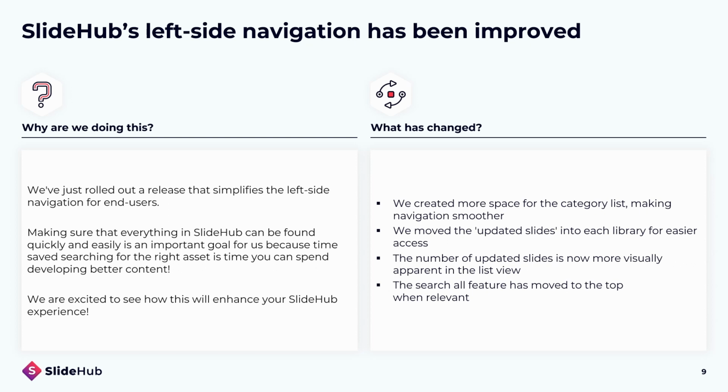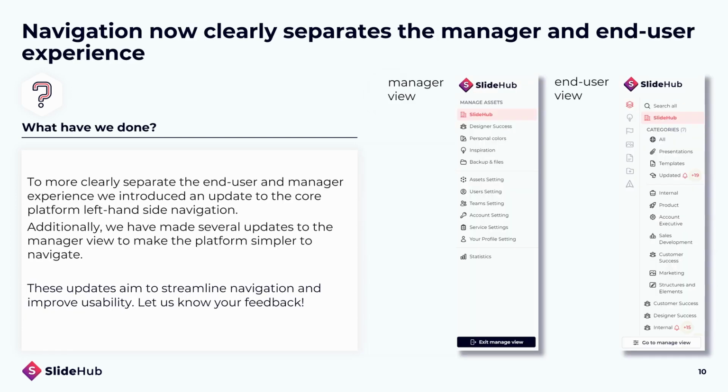What has changed? We created more space for the category list, making navigation smoother. We moved the updated slides into each library for easier access. The number of updated slides is now more visually apparent in the list view, and the search for feature has moved to the top when relevant. Navigation now clearly separates the manager and the end user experience.